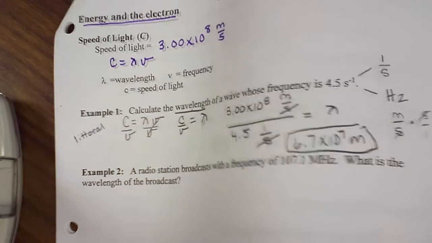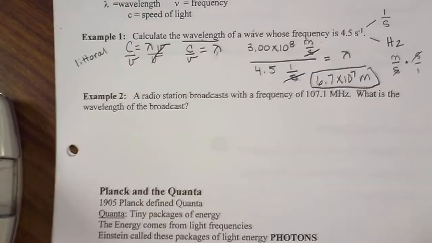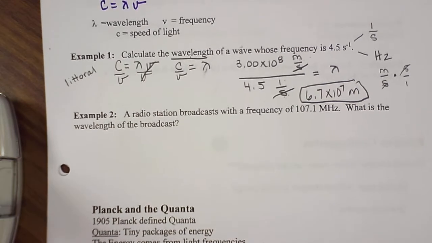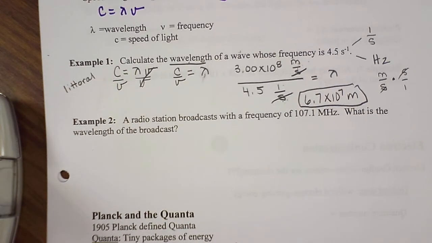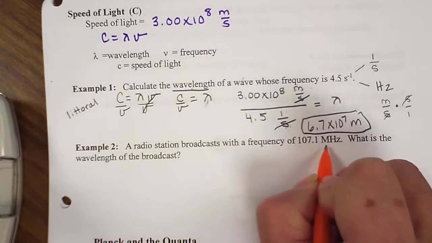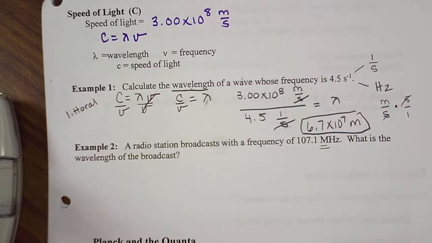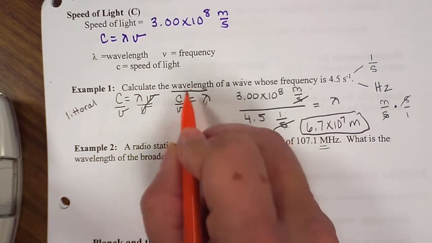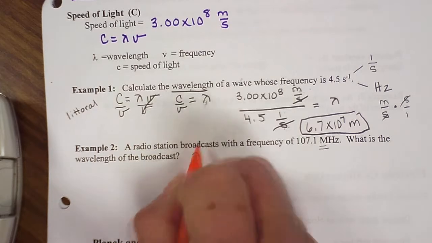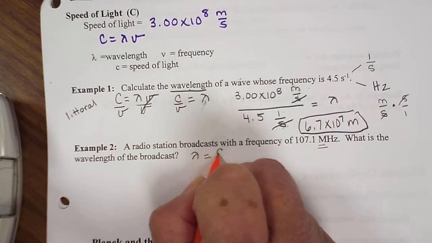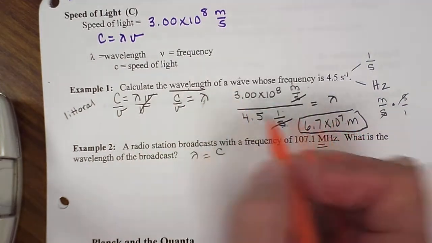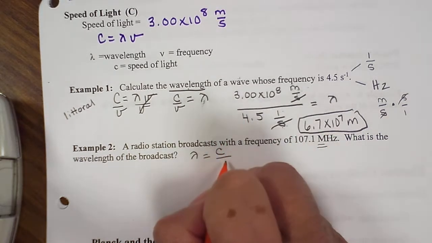All right, let's do the next one. A radio broadcasts with a frequency of 107.1 megahertz. That's what that M is: mega, as in 10 to the 6th. Go to your conversion list. What is the wavelength of the broadcast? I'm still looking for wavelength, so wavelength is equal to c, the speed of light, over nu.